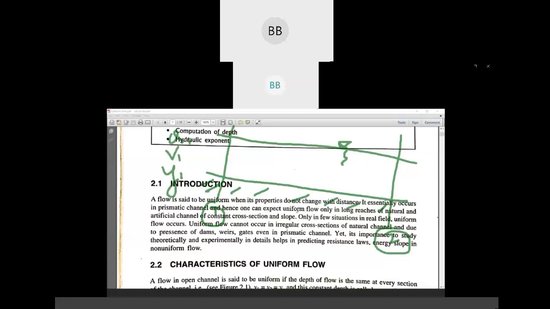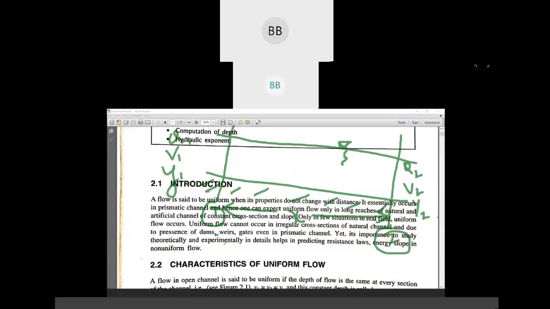Then we travel some distance, x meter, and then we take another section and we measure the same parameters, that is our discharge, velocity, and depth of flow. If all the three parameters are same in both section 1 and 2, then we can say the flow in that particular section is uniform flow. Then we can say the flow in this particular channel is uniform flow.